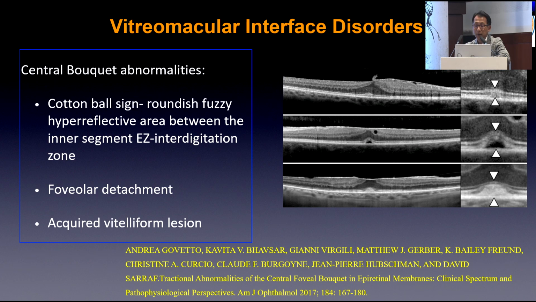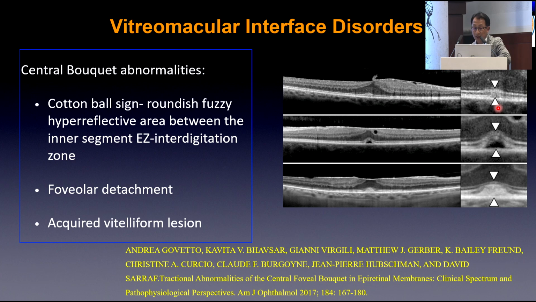In vitreomacular interface disorders, central bouquet abnormalities can be divided on OCT. You can see here the cotton ball sign appearance, the second stage is the foveolar detachment, and the third one is the lamellar hole-like lesion formation. This cotton ball sign is nothing but this round, fuzzy, hyperreflective area between the inner segment ellipsoid junction and the interdigitation junction. Here you can see this round fuzzy appearance.